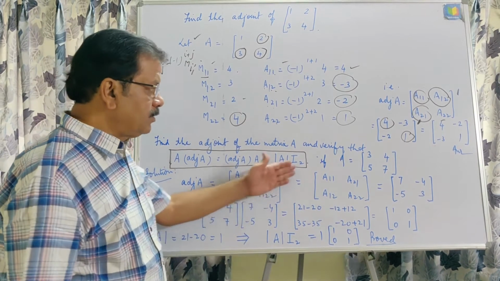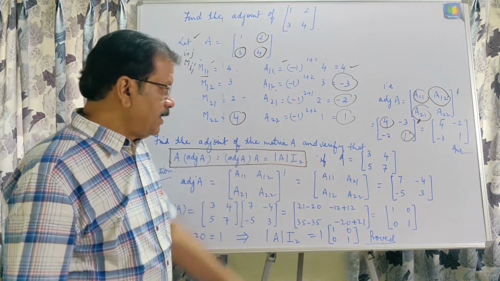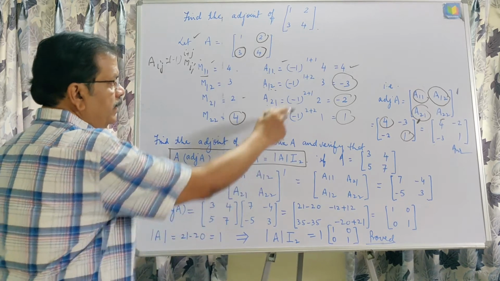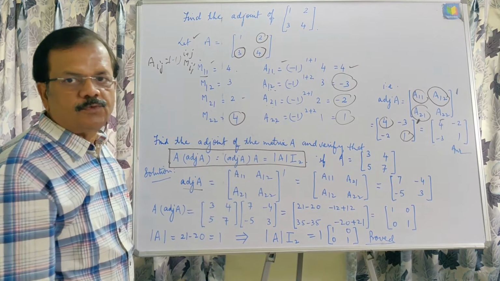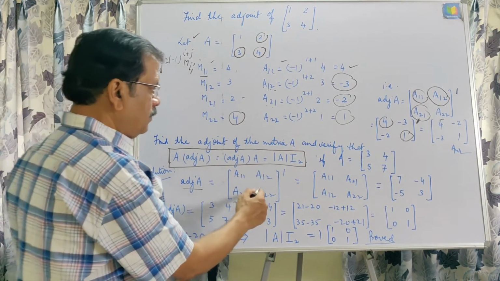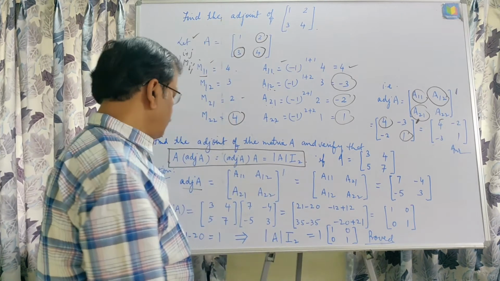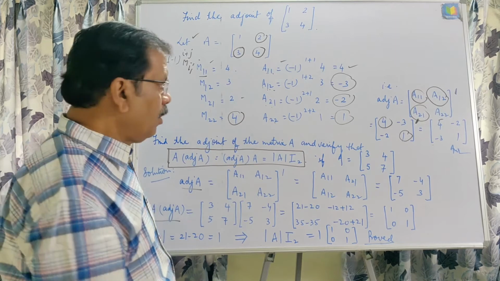That is, if this is of order 2 cross 2, and we are given this matrix, we can show very easily the adjoint of A, after finding it in the same way as we got in this one: A11, A12, A21, A22, and the transpose of these values. After writing, we are getting 7, minus 4, minus 5, 3.